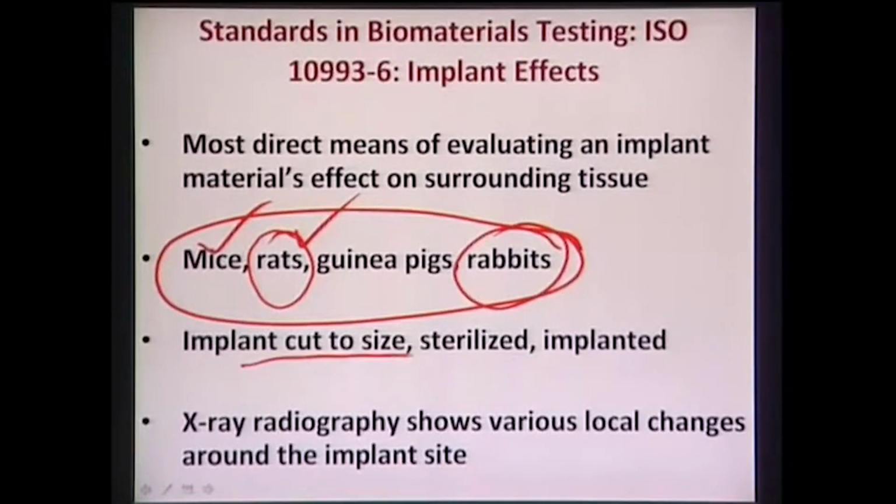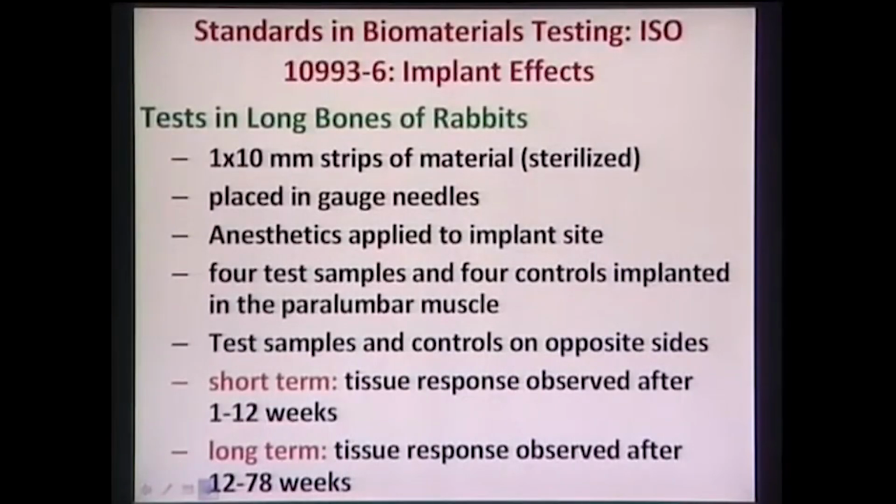Now, the implant is first cut into size, sterilized and implanted, and then X-ray radiography needs to be carried out. This X-ray radiography means you have to take an X-ray image, just like you take an X-ray image when your leg gets fractured or your hand gets fractured. Similar X-ray image you have to take at the implant site, you have to store it, then you have to see after 1 week this is the X-ray image, after 3 weeks this is the X-ray image, and like that you can compare the X-ray images. Okay, this is like the standard protocol defined in ISO 10993-6, that is the implant effect. Now, the test in the long bone of the rabbits.